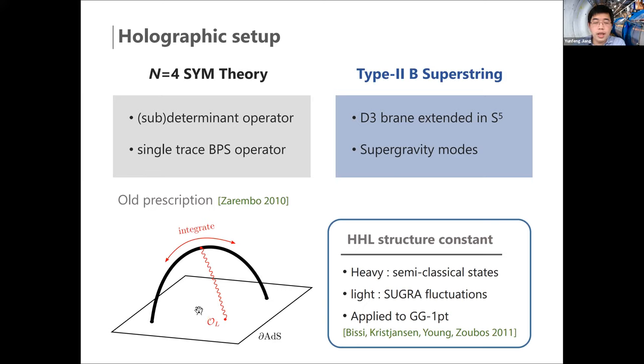Roughly speaking, in this picture the black lines are the heavy states, and they correspond to some semi-classical state, so you can use semi-classical string solutions to describe this part. The light part is the supergravity fluctuation along the worldsheet. This is a very nice prescription and has been applied to many heavy-heavy-light computations. In particular, it has been applied to the giant graviton one-point function in this paper.